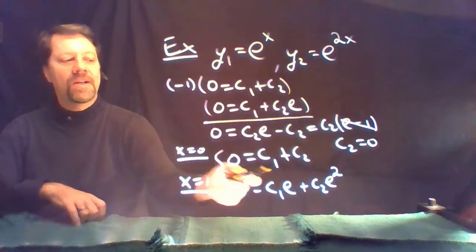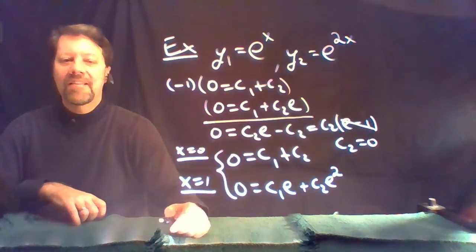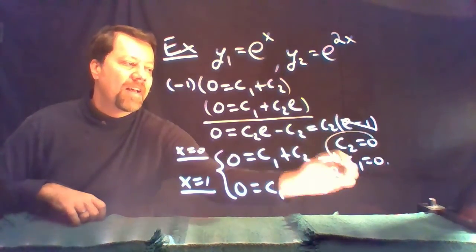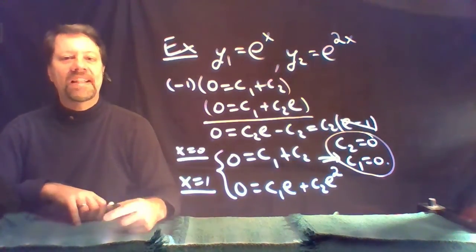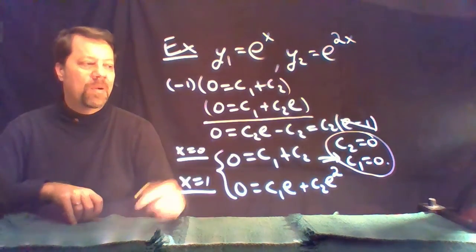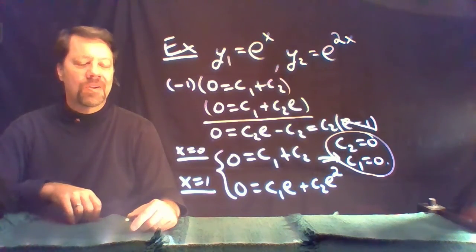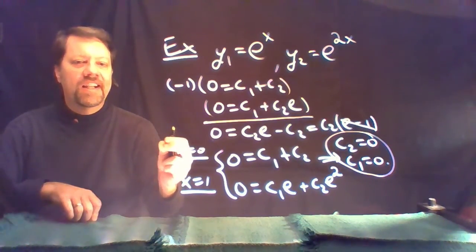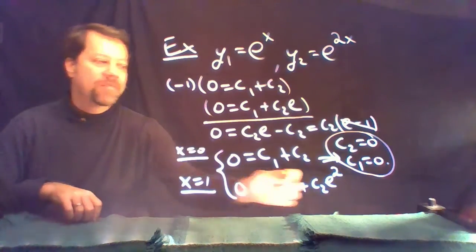But from the first equation, if C2 is 0, that implies that C1 is 0, and that means the only linear combination that gives you 0 for all x is the one where both constants C1 and C2 are 0. That means that these functions are linearly independent.